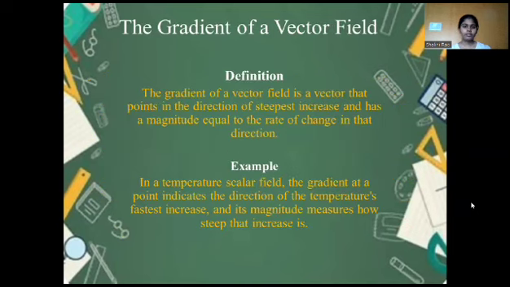Talking about the gradient of a vector field, here we have its definition. It points in the direction of steepest increase and has a magnitude equal to the rate of change in that direction. Here we have the example. In a temperature scalar field, the gradient at a point indicates the direction of the temperature's fastest increase, and its magnitude measures how steep that increase is.